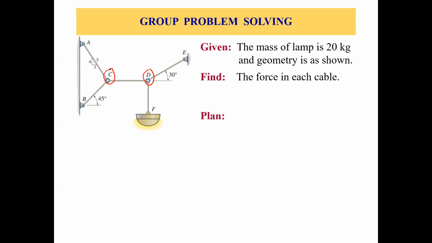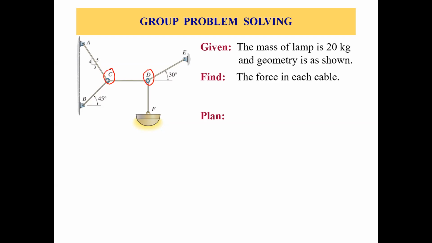There's no known force. Can we apply equations of equilibrium? We have 2 equations and 3 unknowns, so we cannot solve, right? But if you draw a free body diagram at point D and apply the equations of equilibrium, can we solve it? We have 3 forces, but out of those, FDF is a known force. So we have 2 unknown forces, FDE and FDC, and then we can solve the system.